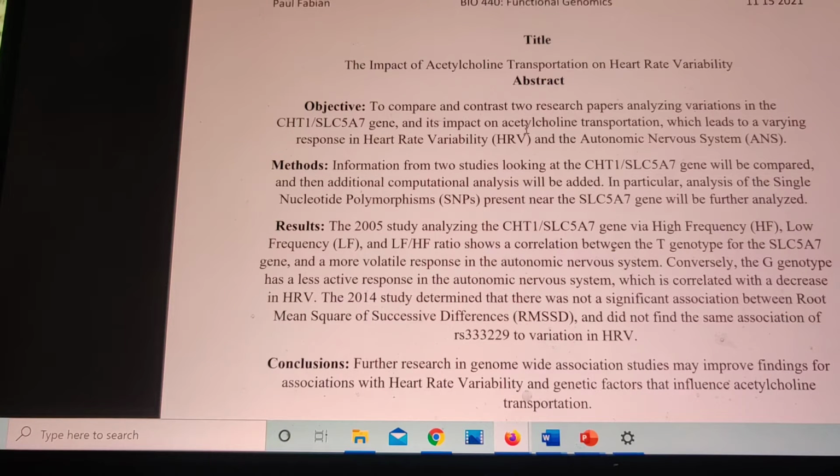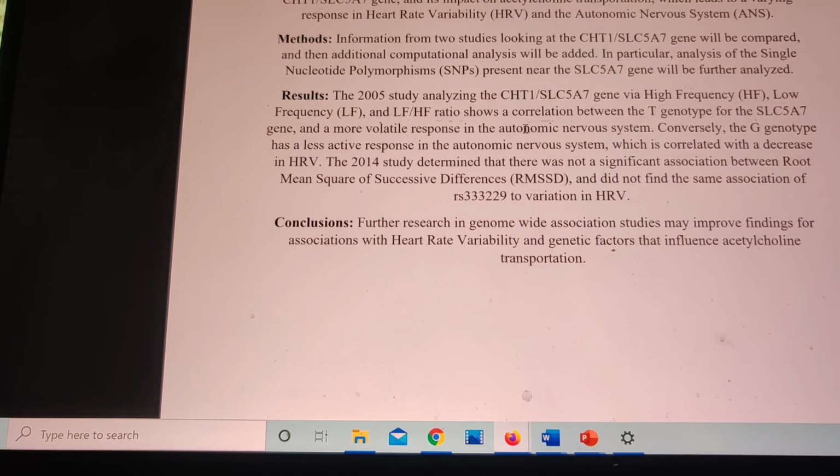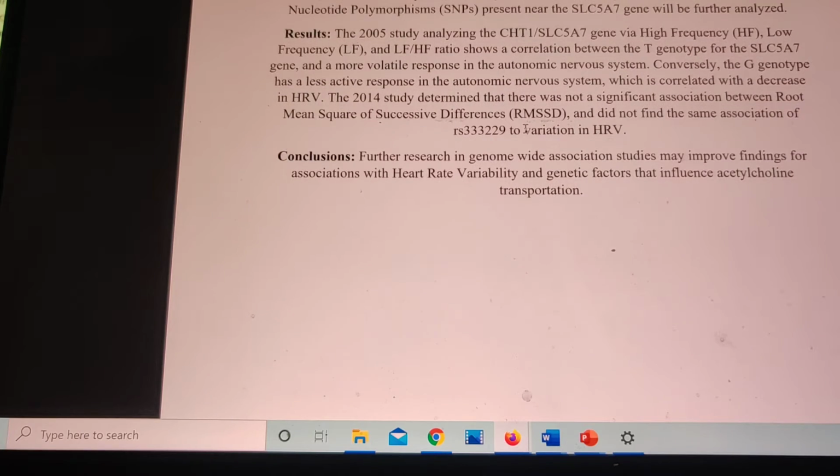This presentation looked at the impact of acetylcholine transporters on heart rate variability. There were 2 papers analyzed for this. One looked specifically at a single nucleotide polymorphism, while the other looked at 8 different genes and included a variety of variation. There was a 10-year time gap between the studies, so there was some variation in technique and in the types of measurements used to analyze heart rate variability.